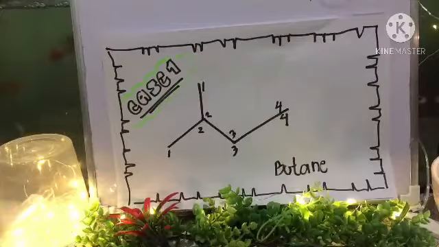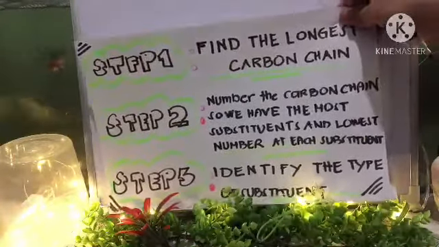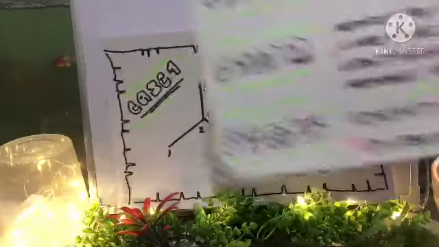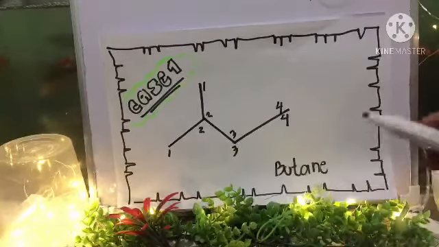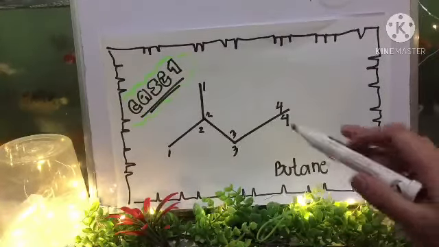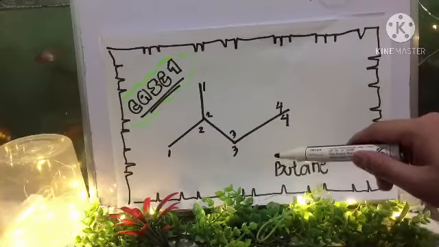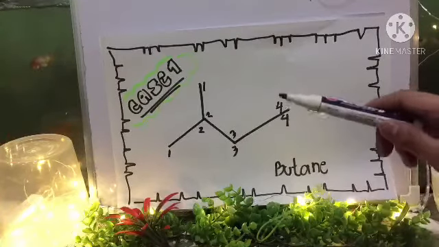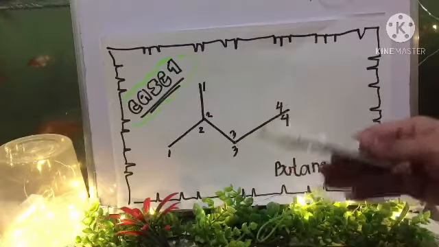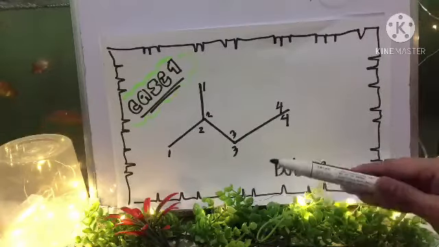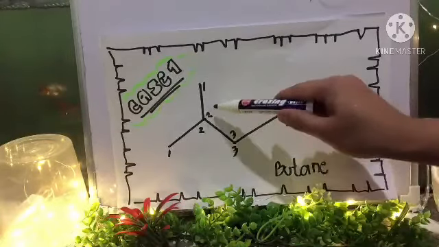Step 2, number the carbon chain so we have the most substituents and the lowest number at each substituent. If we number the carbon chain from left to right, the substituent would be at 2. If we number it from right to left, the substituent would be at 3. So we'll keep it numbered from left to right since we always want the lowest number for the substituent. We know the location of our substituent is at 2.